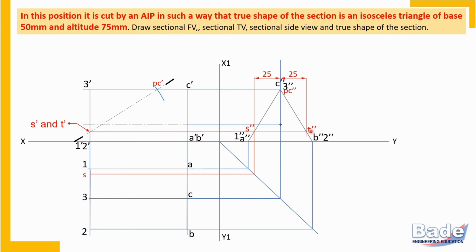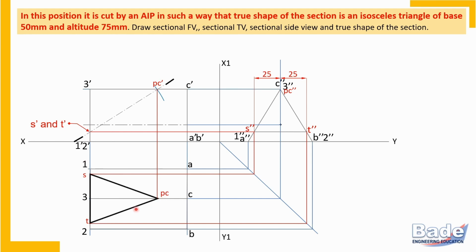S and T. So this is how we got S and T in the top view. Now PC we can take from the front view. Now all three corners are there in the top view. Now join these corners to form a closed polygon, which is an isosceles triangle. So this is the section in the top view. This is the section in the side view. And in the front view, the section is a line.